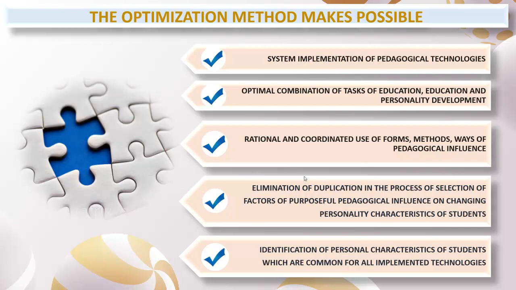Then rational and coordinated use of forms, methods, ways of pedagogical influence, elimination of duplication in the process of selection of factors of purposeful pedagogical influence on changing personality characteristics of students, and finally, the identification of personal characteristics of students which are common for all implemented technologies.